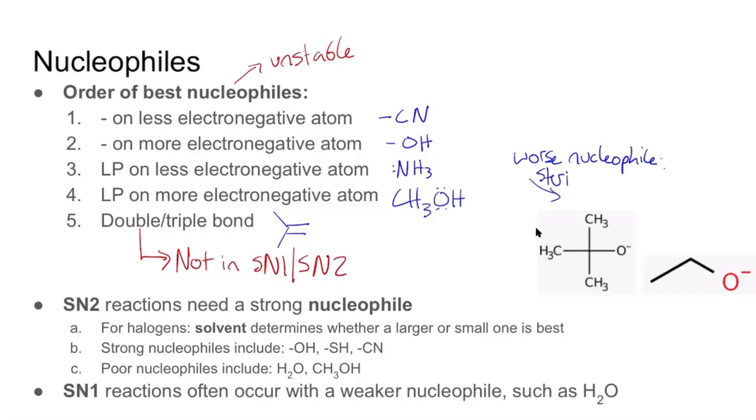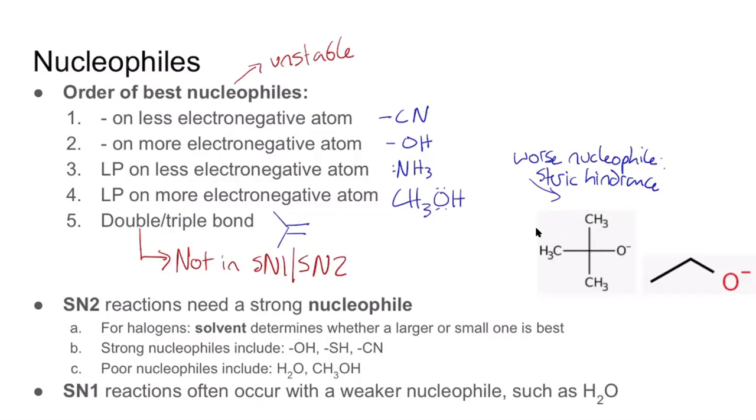So steric hindrance is not great for nucleophiles, so keep that in mind. Sometimes it will be to your benefit if they give you the formula for a nucleophile and you have to rank it, to go ahead and try and draw out the structure and see whether steric hindrance is a big factor.